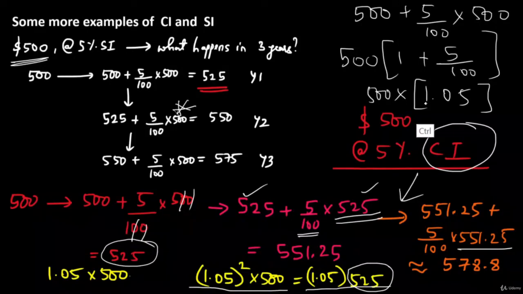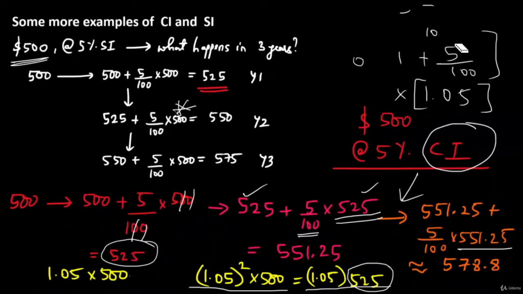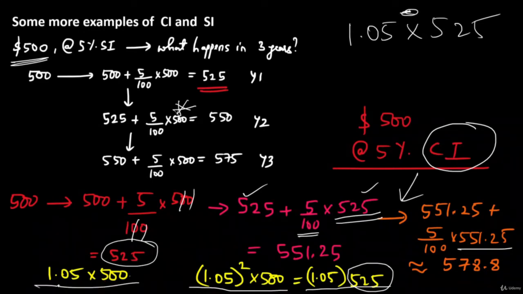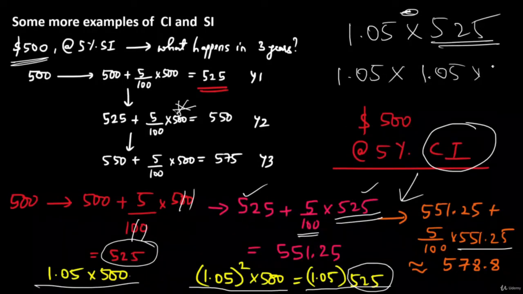Alright, so let me make some space over here and explain this again. We have seen how we got 1.05 into 525 based on what we had over here. Let me write that, 1.05 into 525. Now we have seen that 525 is nothing but 1.05 into 500. So let's replace this 525 with 1.05 into 500. So this expression will become 1.05 into 1.05 into 500, right? So that's how I get 1.05 the whole square into 500.